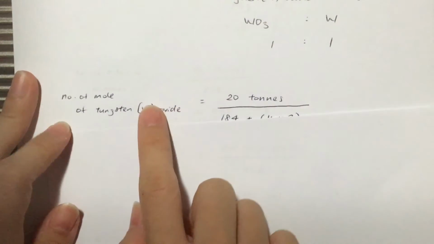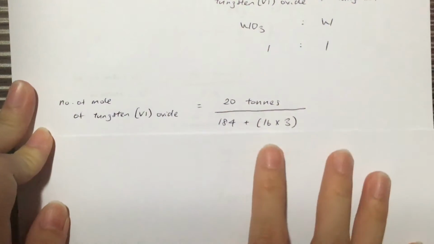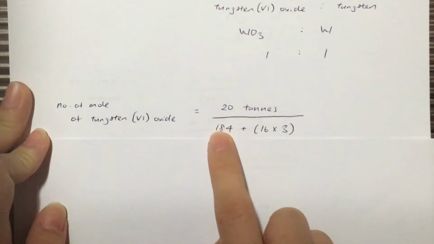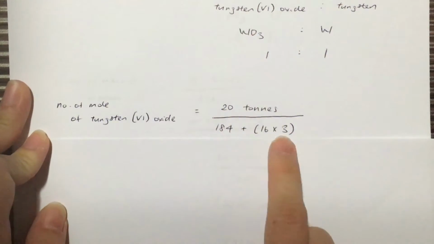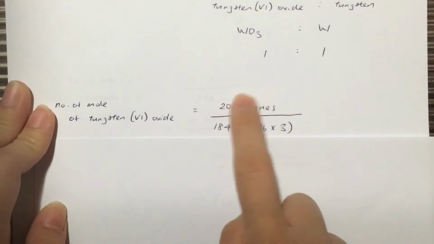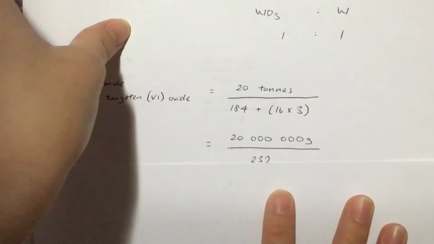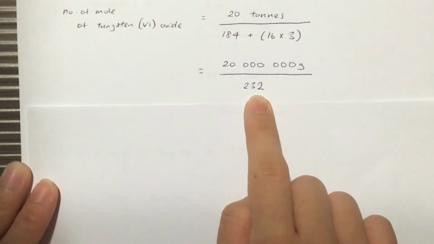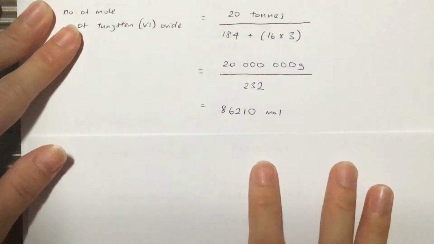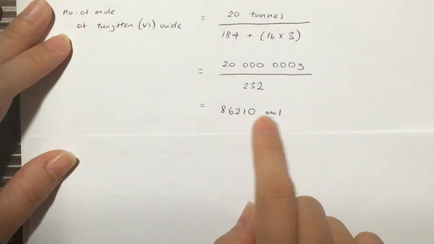So number of moles of tungsten oxide, in our question, says that the mass is 20 tons over the molar mass. So tungsten is 184. Tungsten oxide has 3 oxygen, so 3 times 16. In our tons, we will change to grams because the formula says grams. So this is what we'll get. 20 million grams over 232. You can leave it as a fraction, or you can change it to 4 significant figures, which is 86210 moles.